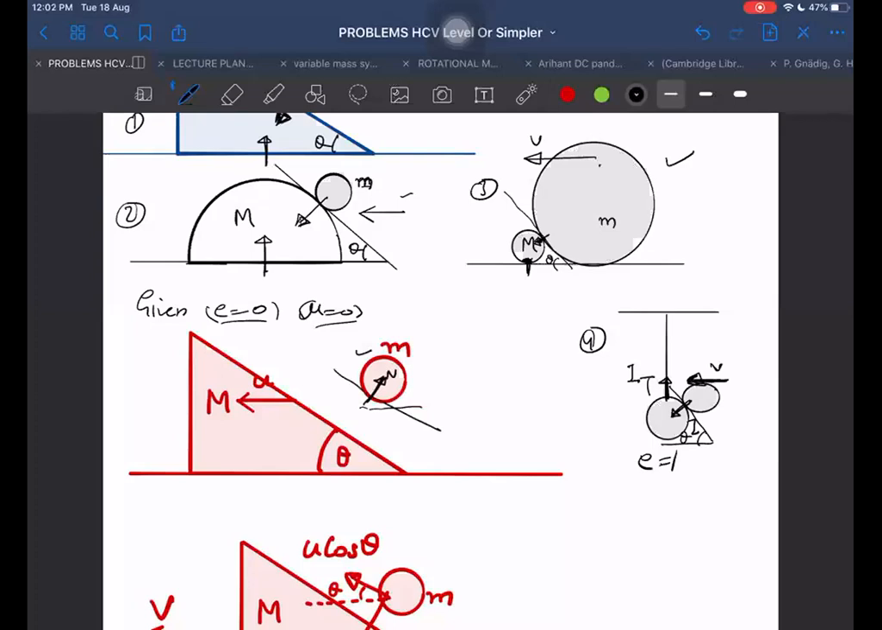So what will be the velocity along the incline? The same thing. V tangent will be equal to u cos theta. So velocity along this side will remain just u cos theta only. It will not change. Yes, sir. That part is clear.